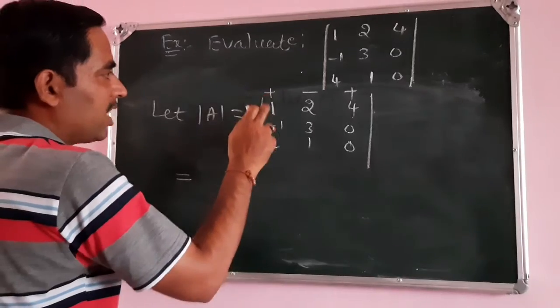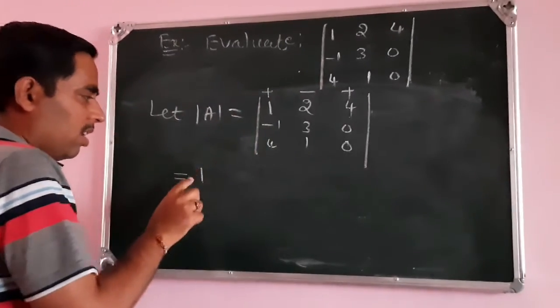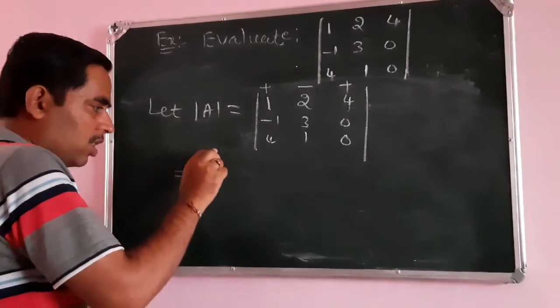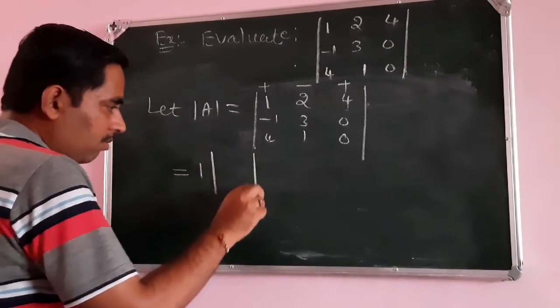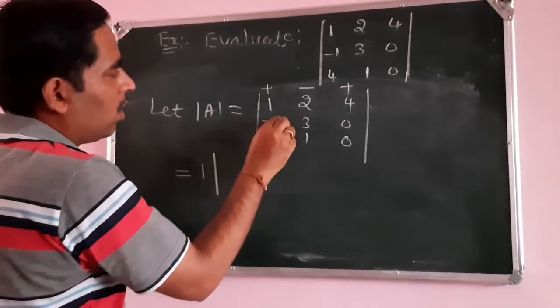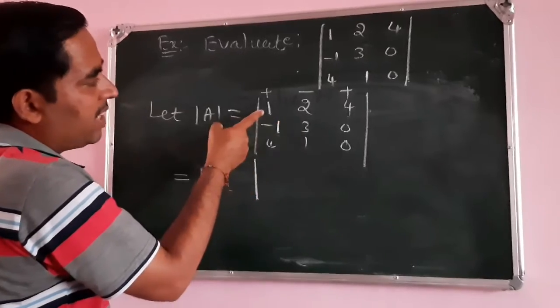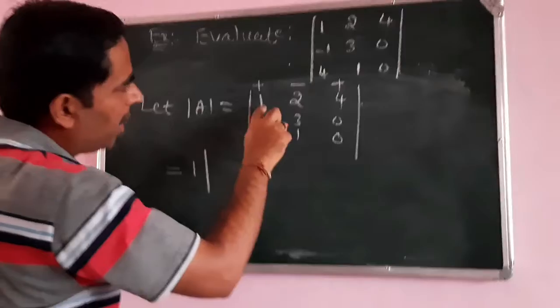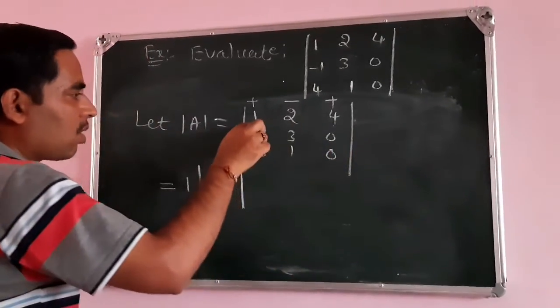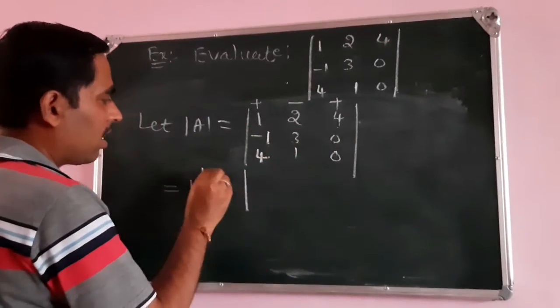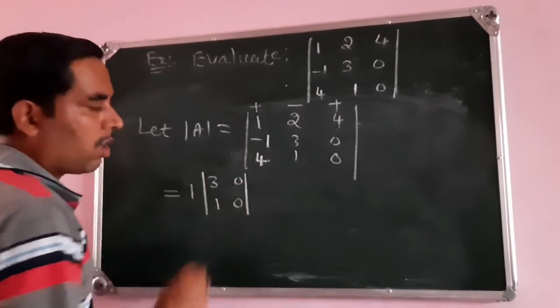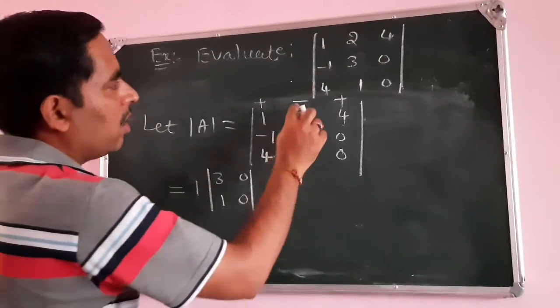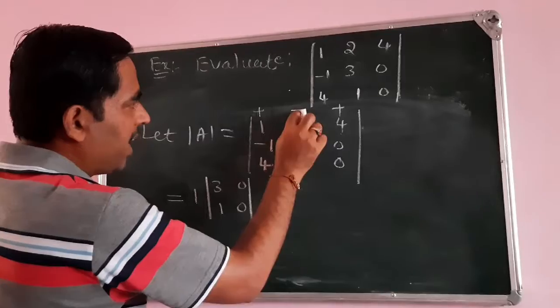What is the method here? First I have to write this product along with the sign, plus 1. So it is understood, it is plus. 1 into, see what is the determinant left here. For the element 1, we have to leave its column and its row. So delete this row and this column, and write the remaining elements here, 3 0 1 0. Then you proceed to the next element, minus 2. Don't forget the sign here.